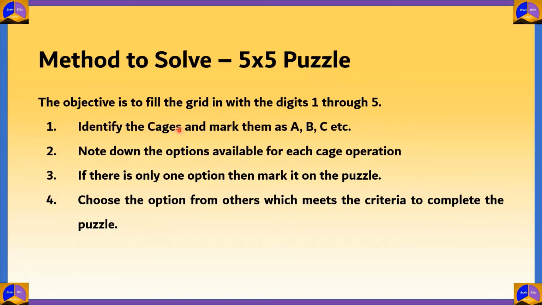First, we'll identify the cages and mark them as A, B, C, etc. Second, we note down the options available for each cage operation. Third, if there's only one option, then we'll mark it on the puzzle. Fourth, we'll choose the option from others which meets the criteria to complete the puzzle.